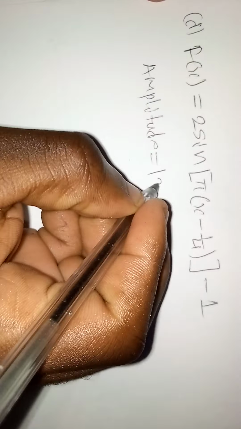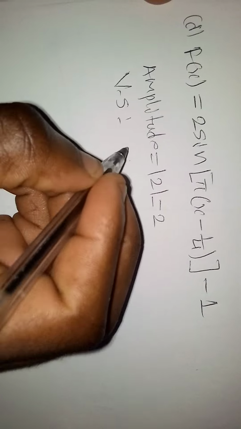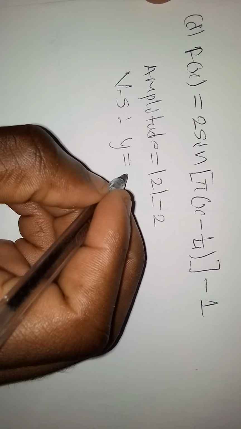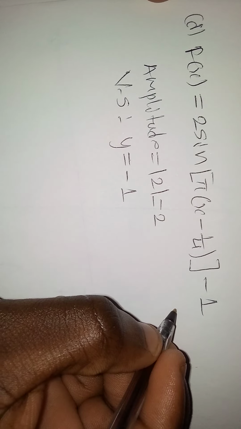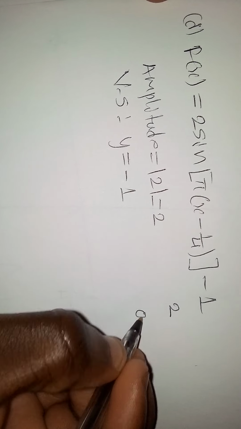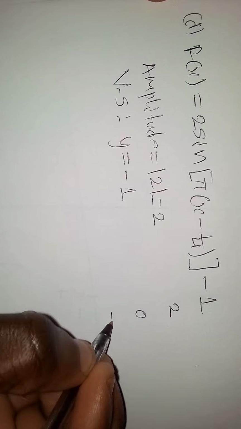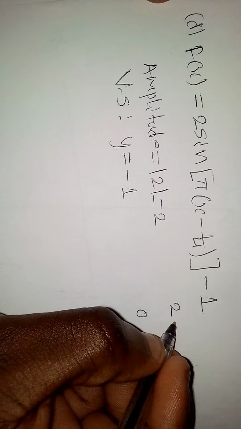So the amplitude of this is the modulus of 2, which is 2. The vertical shift, in this case, is y equal to -1. So the graph was supposed to be on an interval 2 on the y-axis, at 0 and -2, but now it has been shifted by -1.